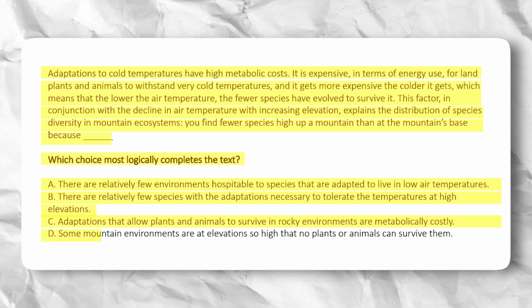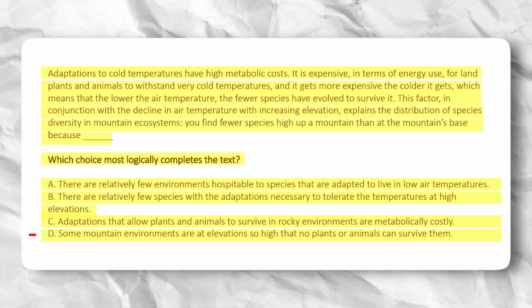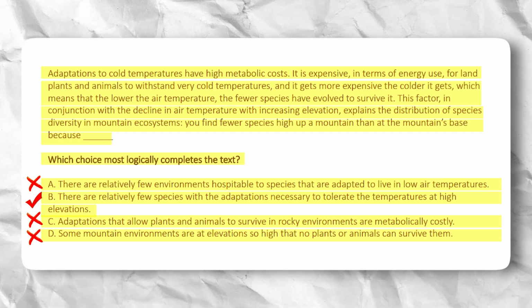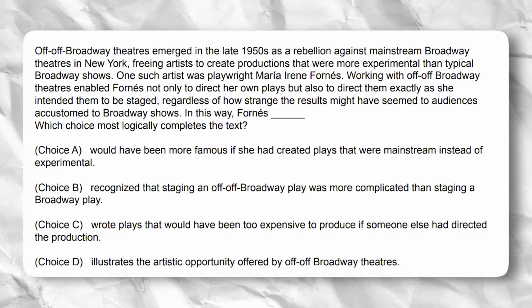And indeed, some mountain environments are at elevations so high that no plants or animals can survive them. That's all about the height, focusing on the height but not the temperature factor, so we can minus this option as well. So the most appropriate answer in this category is going to be the B option, which is resonating with our thesis as well. So this is how you solve the inference question. Let's look at another example.